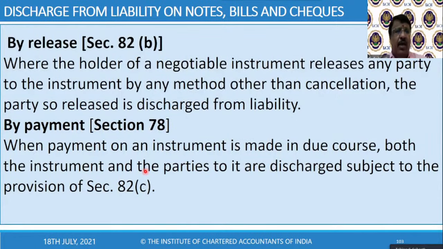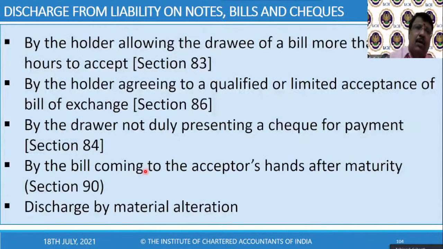Of course, when the payment is made, the instrument itself will be discharged. All parties are discharged. Payment will discharge everybody. So discharge can be made by the holder allowing the drawee of a bill more than 48 hours to accept. Then there's a discharge of the drawee by the holder agreeing to qualified or limited acceptance, by the drawer not duly presenting a check, by the bill coming to the acceptor's hands after maturity, etc.